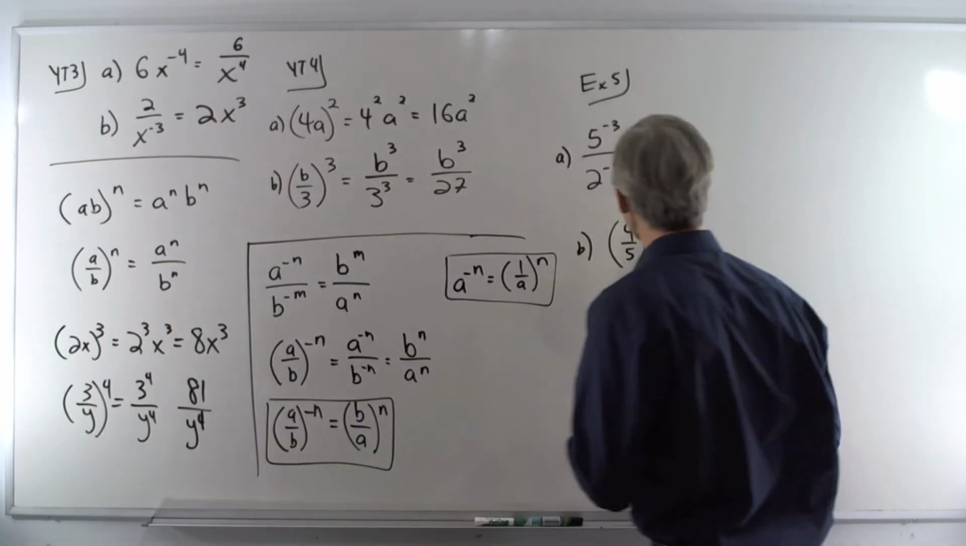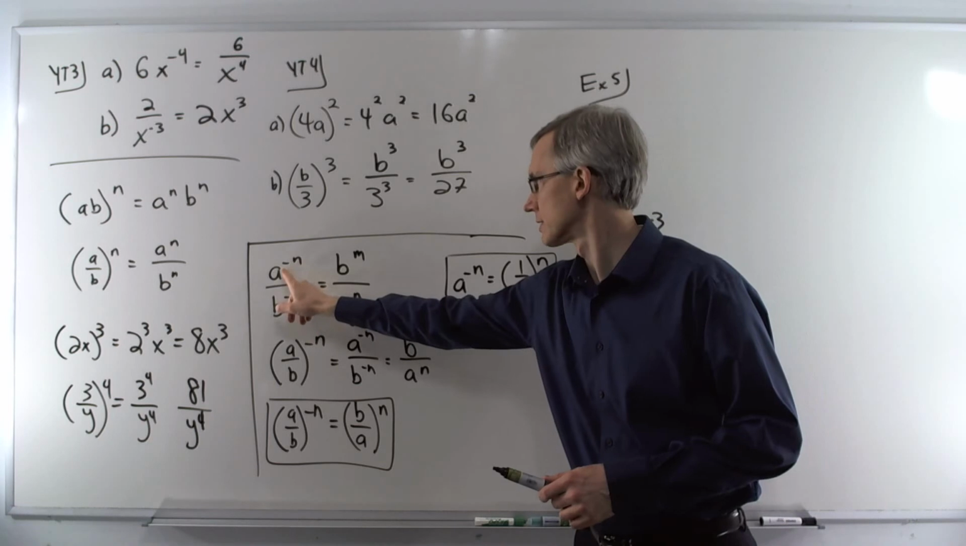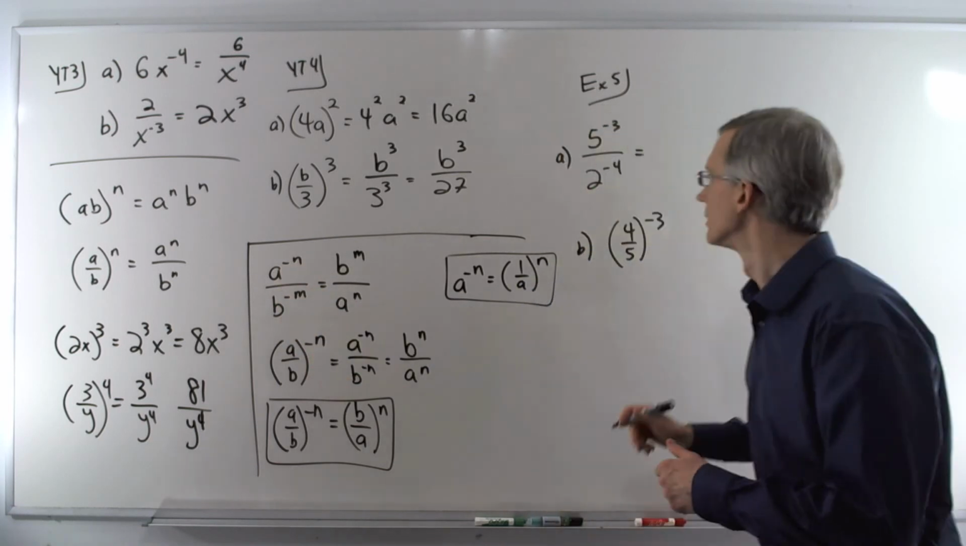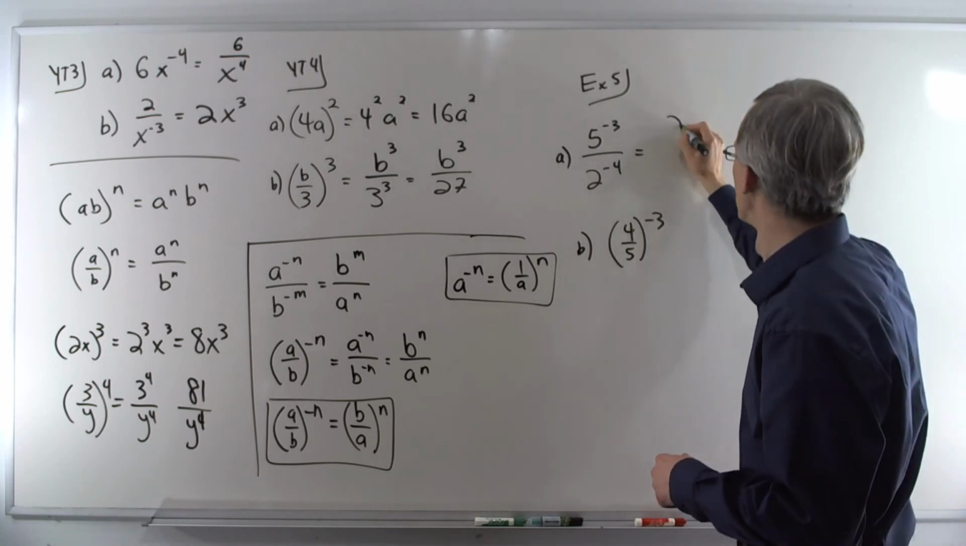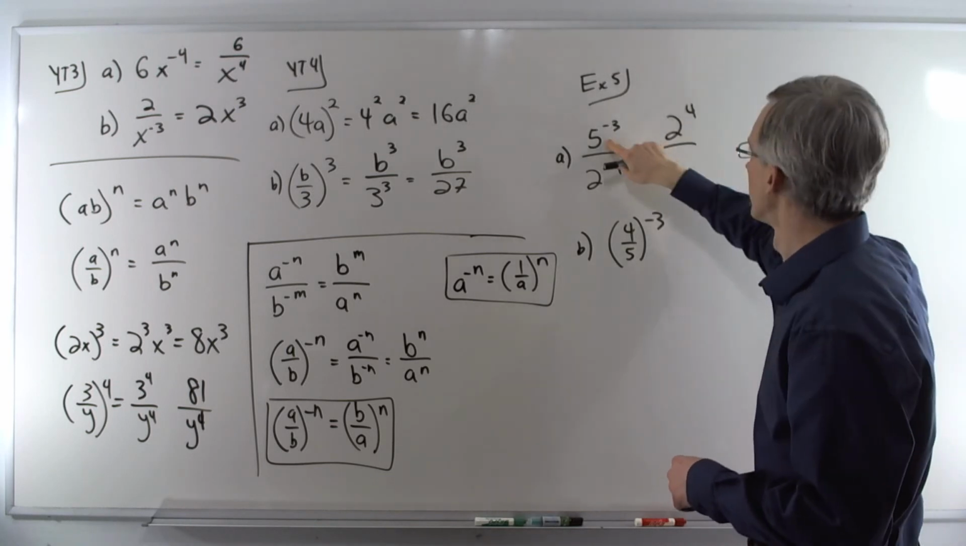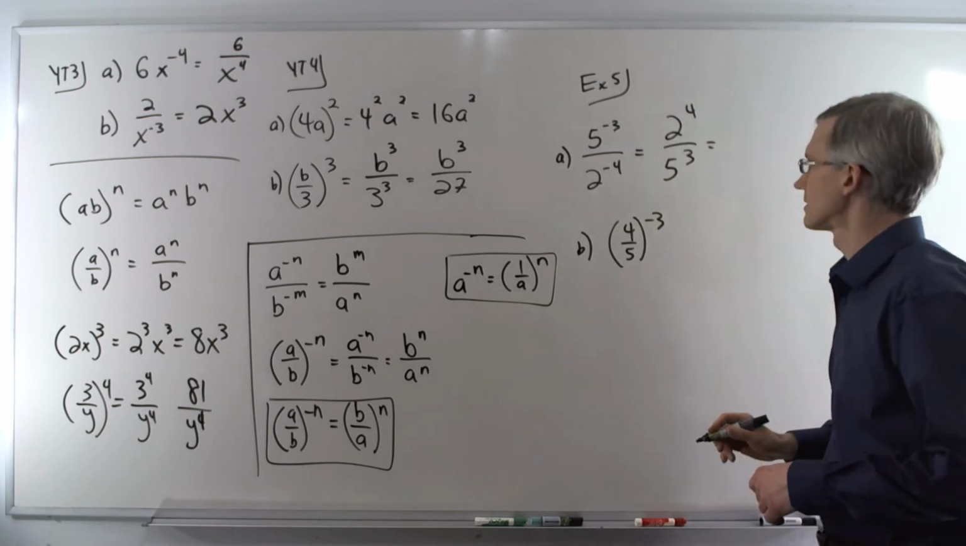So applying these rules, we have different bases here. So that's like this one. Notice that a and b are different bases. So I'm going to take this, bring it up into the numerator, make the exponent positive. So there's 2 to the 4th on top. 5 to the negative 3, that goes in the denominator and becomes 5 to the positive 3.